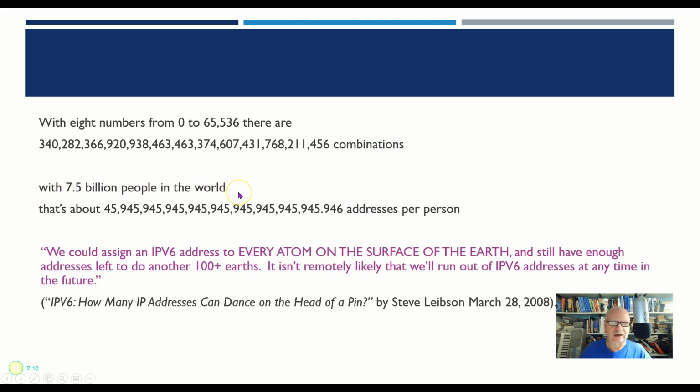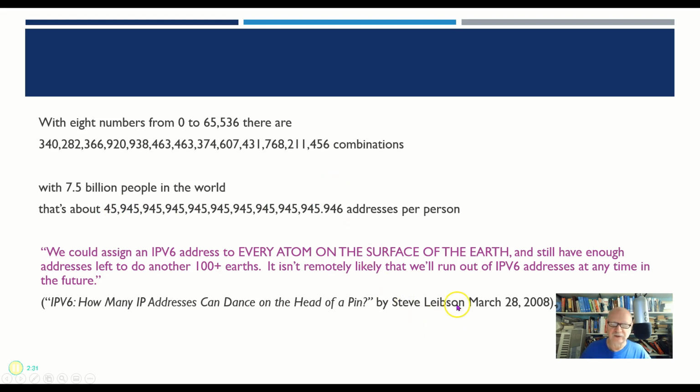Now let's take that same calculation we did with IP version 4 and divide it again. With 7.5 billion people in the world, we divide this number by 7.5 billion, and we get about 45.9 octillion addresses per person. Almost 46 octillion addresses per person.